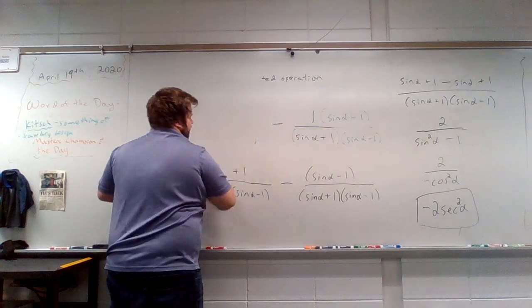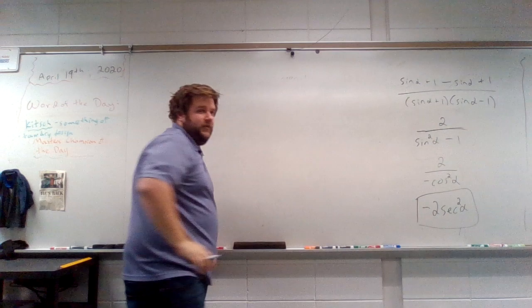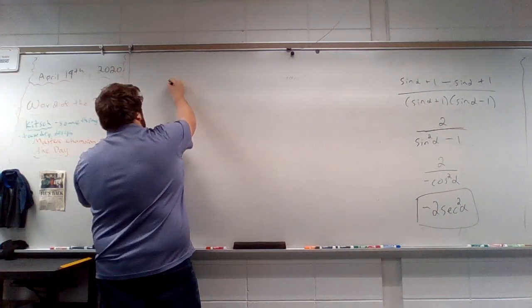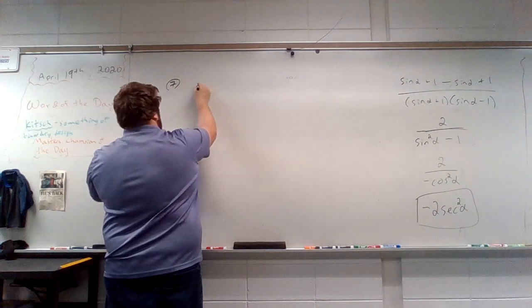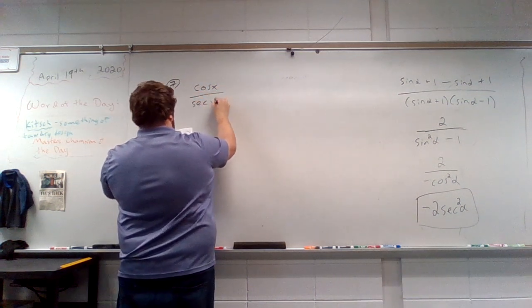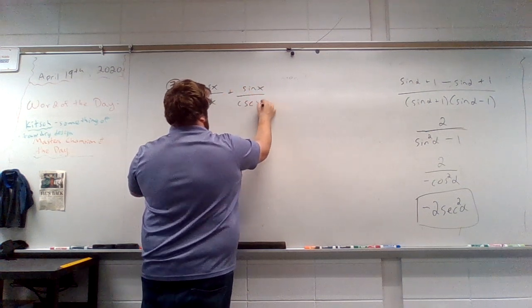Okay. Kind of doing the same thing. Perform the operation and simplify. Same directions. I just have one like this. So this is cosine x over secant x plus sine x over cosecant x. And I want to simplify that.